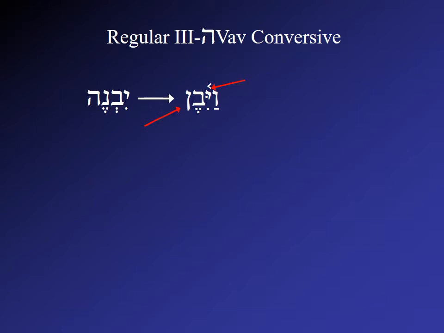Up until now, our prefix forms and our prefix vav conversive forms have been the same, except for the vav conversive. Here we see one case in which they are not the same. Similarly, yegle, vayigel. Here again you see the retracted accent and the lost hey. So yivneh, vayiven, yegle, vayigel.